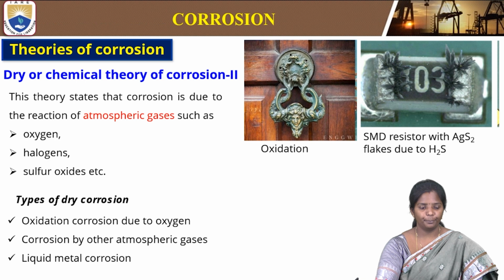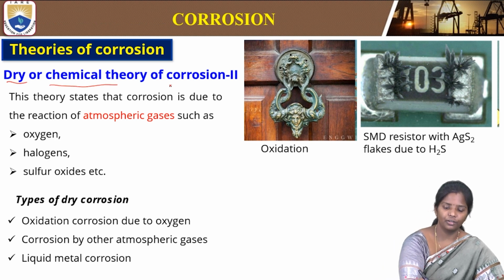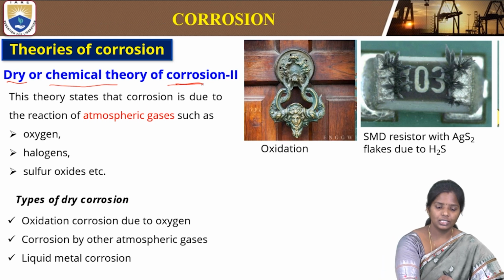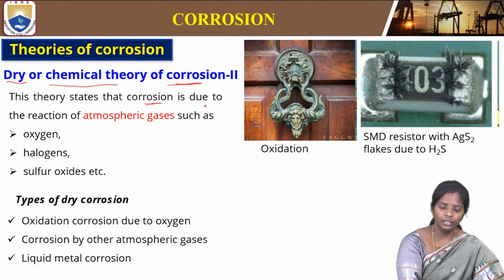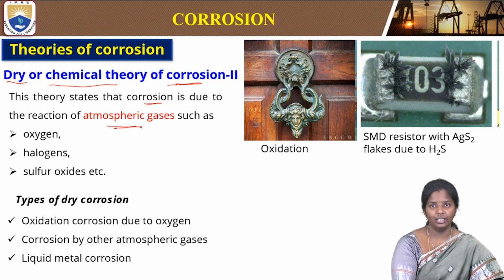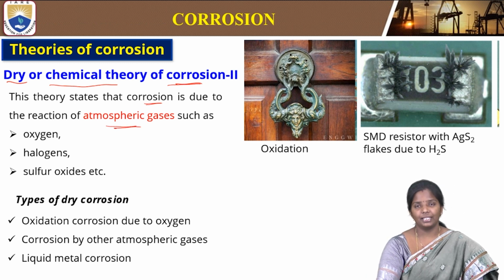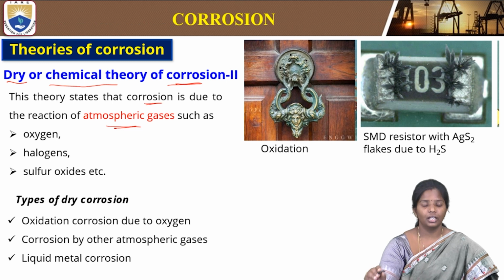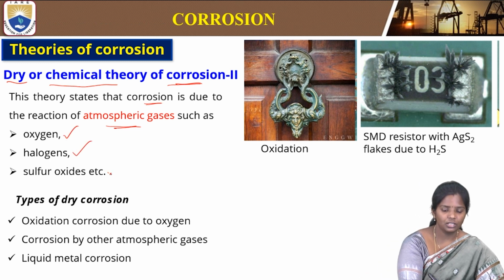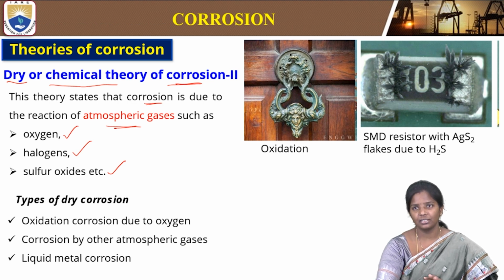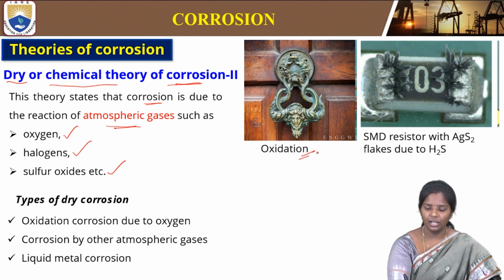In the second theory, the dry or chemical theory of corrosion, the theory states that corrosion is due to reaction with atmospheric gases. The metal is chemically attacked by the gases and undergoes dry corrosion. Oxygen, halogens or sulfur oxides are some examples of what reacts. For example, a lock on a door is corroded due to reaction with oxygen, and the copper turns greenish.